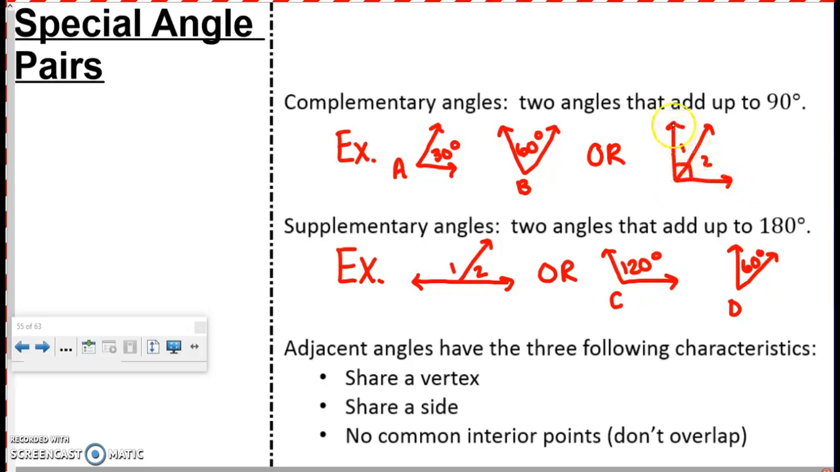Up here, these angle 1 and angle 2 are also adjacent. They share this vertex, they share this side, and again, they have their own space. They don't overlap.